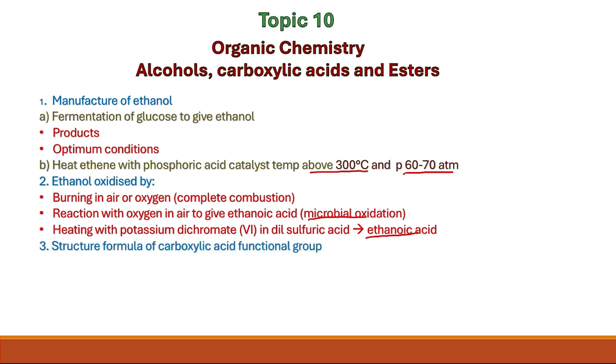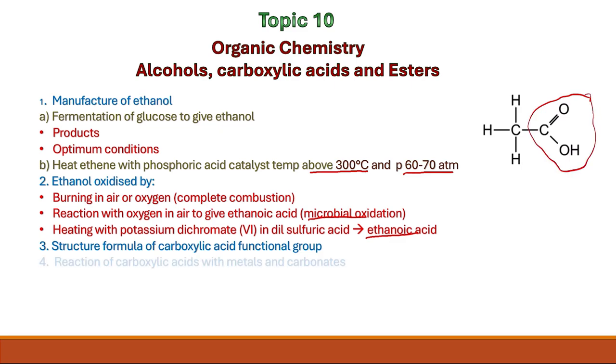You should know the structure formula of carboxylic acid functional group. This is the functional group of carboxylic acids. And you should know the reaction of carboxylic acid with metals and with carbonate. Remember, carboxylic acid with metal will give you salt of the carboxylic acid and hydrogen, while with carbonate will give you the salt of the carboxylic acid, carbon dioxide, and water.